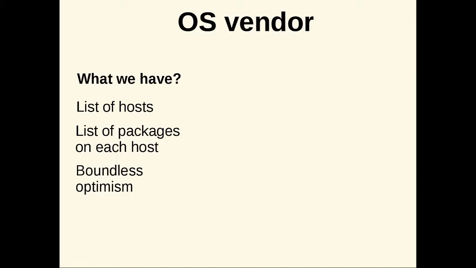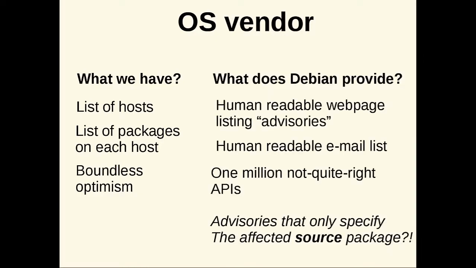So Fincham first looked at Debian, his favorite Linux operating system. And here's what they do provide. The primary source of the advisory information is still a human-readable email, and while there are a bunch of APIs to look at, none of them quite give all the information we need in a single place.